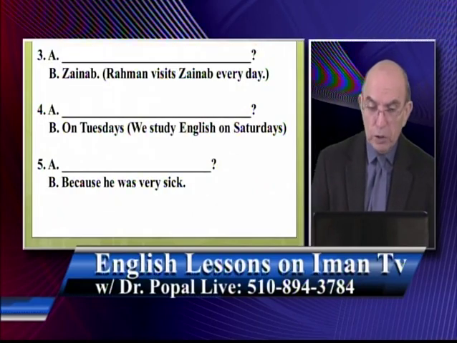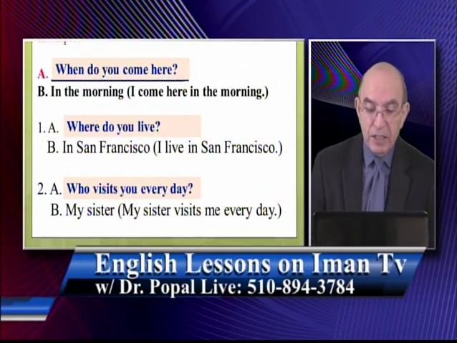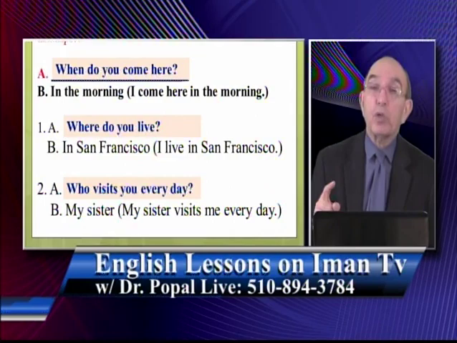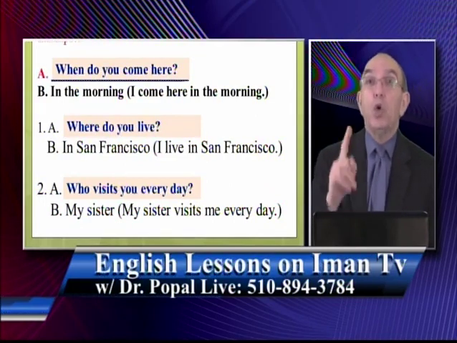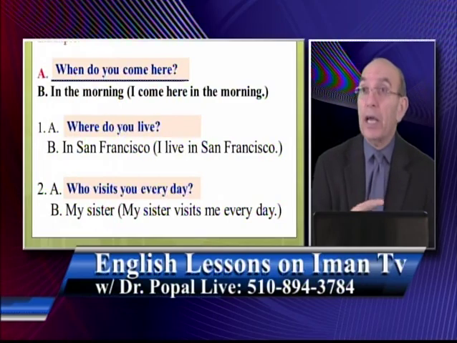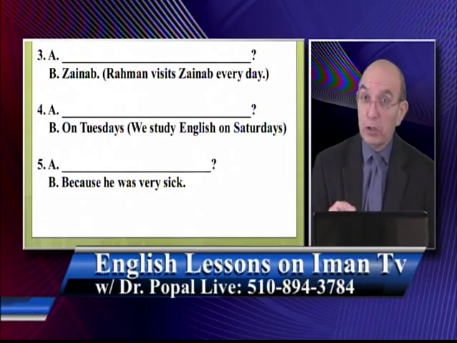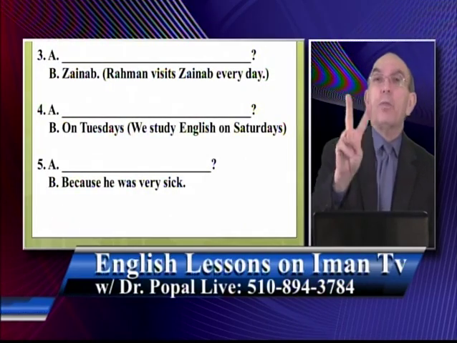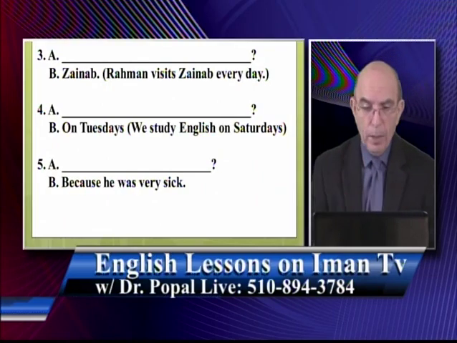But for the question that we had before, the last one, my sister visits me every day, we want to ask a question about the subject. There is only one correct answer, and that's who. Who visits you every day? My sister. You cannot say whom. Okay, keep that in mind. So for the subject, you can only use who. For the object, you could use both of them, who or whom.